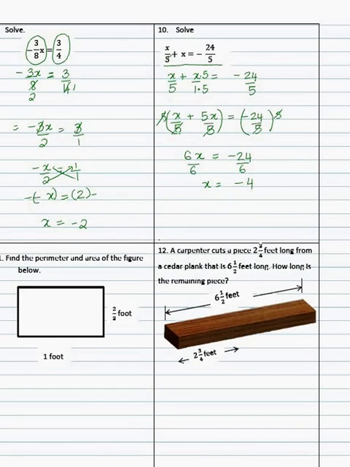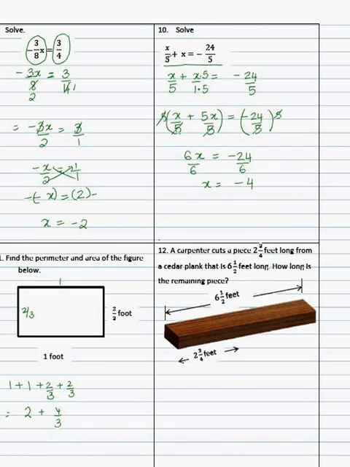Find the perimeter and area of the figure below. So let me go ahead and fill this up. If this is 2/3, this is 2/3. If this is 1, this is 1. Perimeter is simply adding all the sides: 1 plus 1 plus 2/3 plus 2/3. So 1 plus 1 is 2, and 2/3 plus 2/3 is 4 over 3.